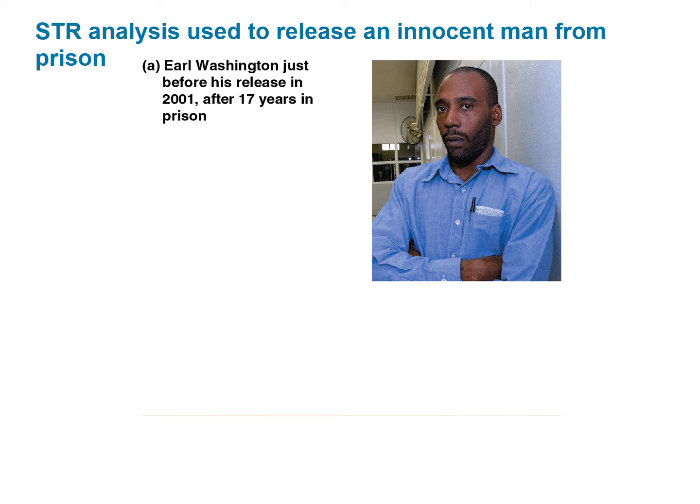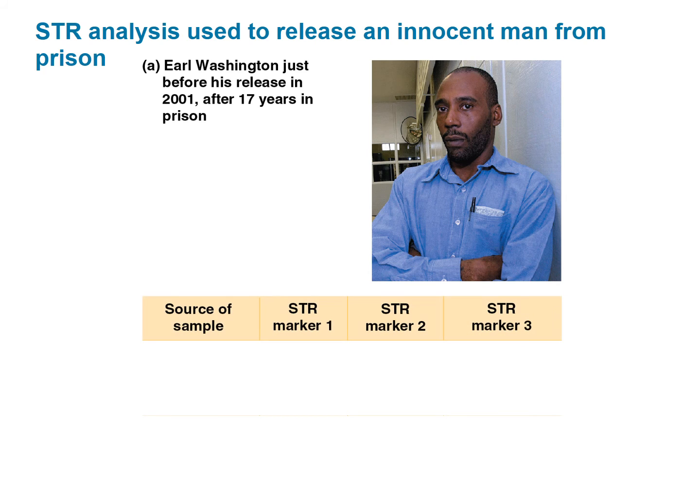Earl Washington had spent 17 years in prison for a crime. This was before STR analysis was developed and allowed in the courtroom as a defense or prosecution for that matter. But once it was developed, it was reanalyzed. This is part of what's called the Innocence Project, a way to reanalyze samples now that we have better technology, to exclude or confirm an individual who might have committed a crime.